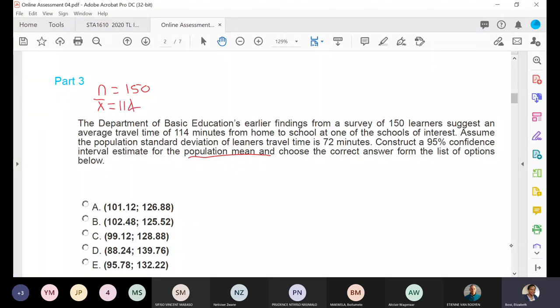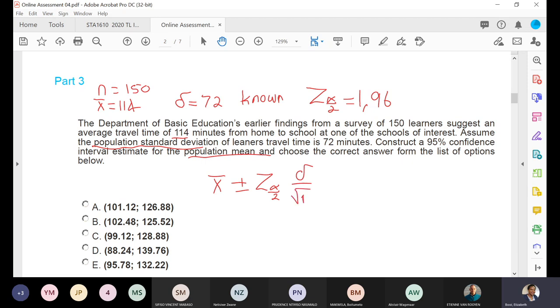And the sample mean is 114. And what else are we given? Assume that the population standard deviation, so we are given the population standard deviation of 72. So it is known. It's very important to identify that. Construct a 95% confidence interval. So we know that we need Z alpha divided by 2. What is Z of 95%? This one you should know by heart. It's 1.96. You don't even have to go and look it up. Okay, so calculate or find your confidence interval estimate: the mean plus or minus Z alpha divided by 2 times sigma over the square root of n.